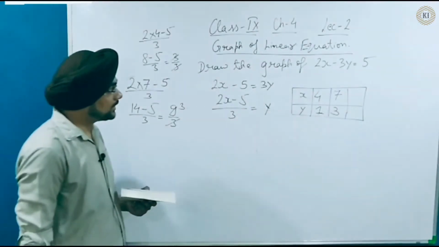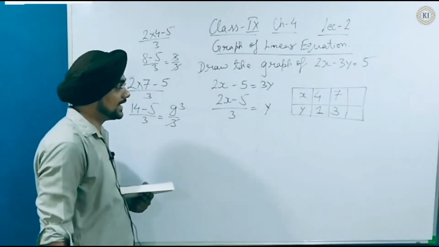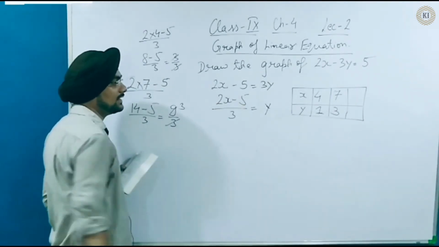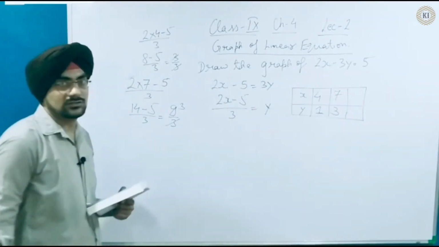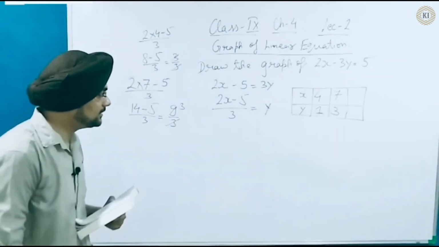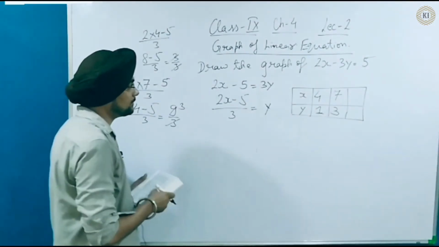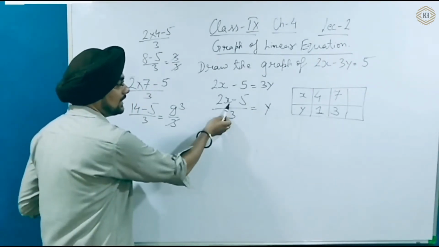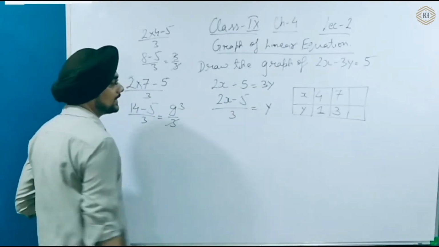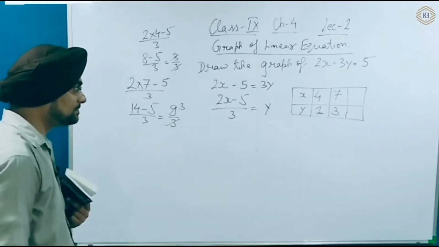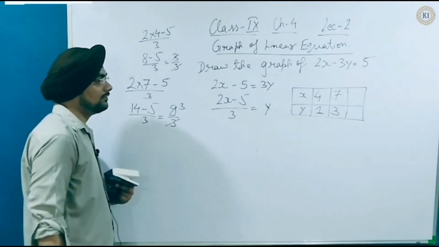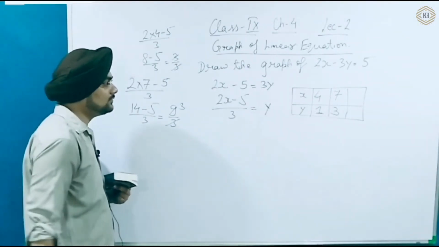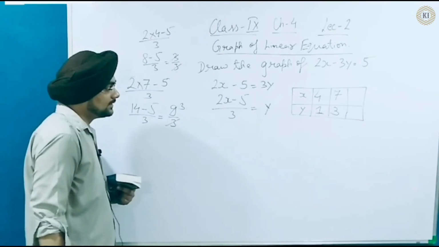And if we take the value of x as 9, 9 2s are 18, and 18 minus 5 will be 13, so our value is coming in fraction. So take another value. Suppose we take 11, so 11 2s are 22, 22 minus 5 will be 17. Then also our value will be coming in fraction. So take any negative value. Suppose we take minus 3.